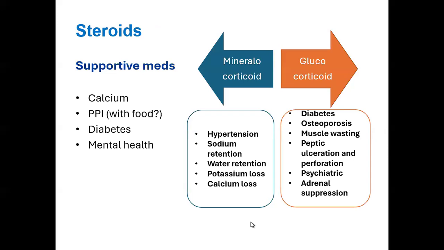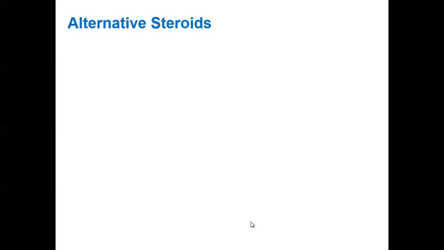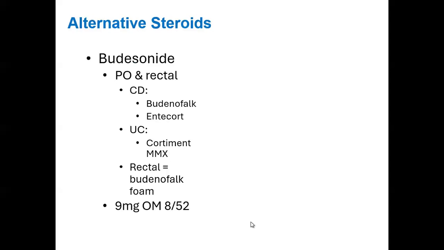This is just for reference. You yourselves know this. It's just part of the slide deck. So I've kept it in there about the side effects of steroids. You might see some alternative steroids as well being used. The one that we have in our formulary in our hospital is budesonide, and we use that both orally and rectally. And there are different brands for the different types of IBD as per their licensing. And then there is the Budenofalk foam, which is the budesonide foam enema.